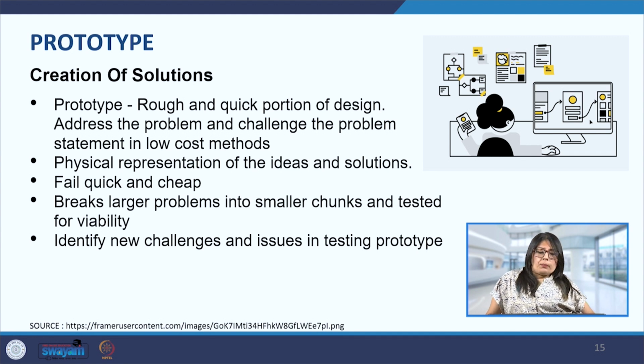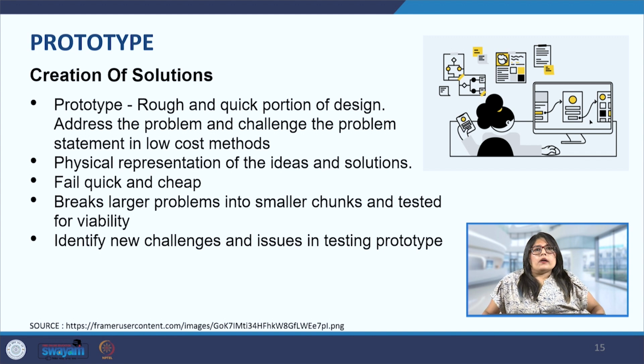The next is fail quick and cheap. The prototyping phase emphasizes the importance of failing quickly and cheaply. By testing and iterating on low fidelity prototypes, the teams can quickly identify the flaws in the design, and they can then iterate again, making changes where required.